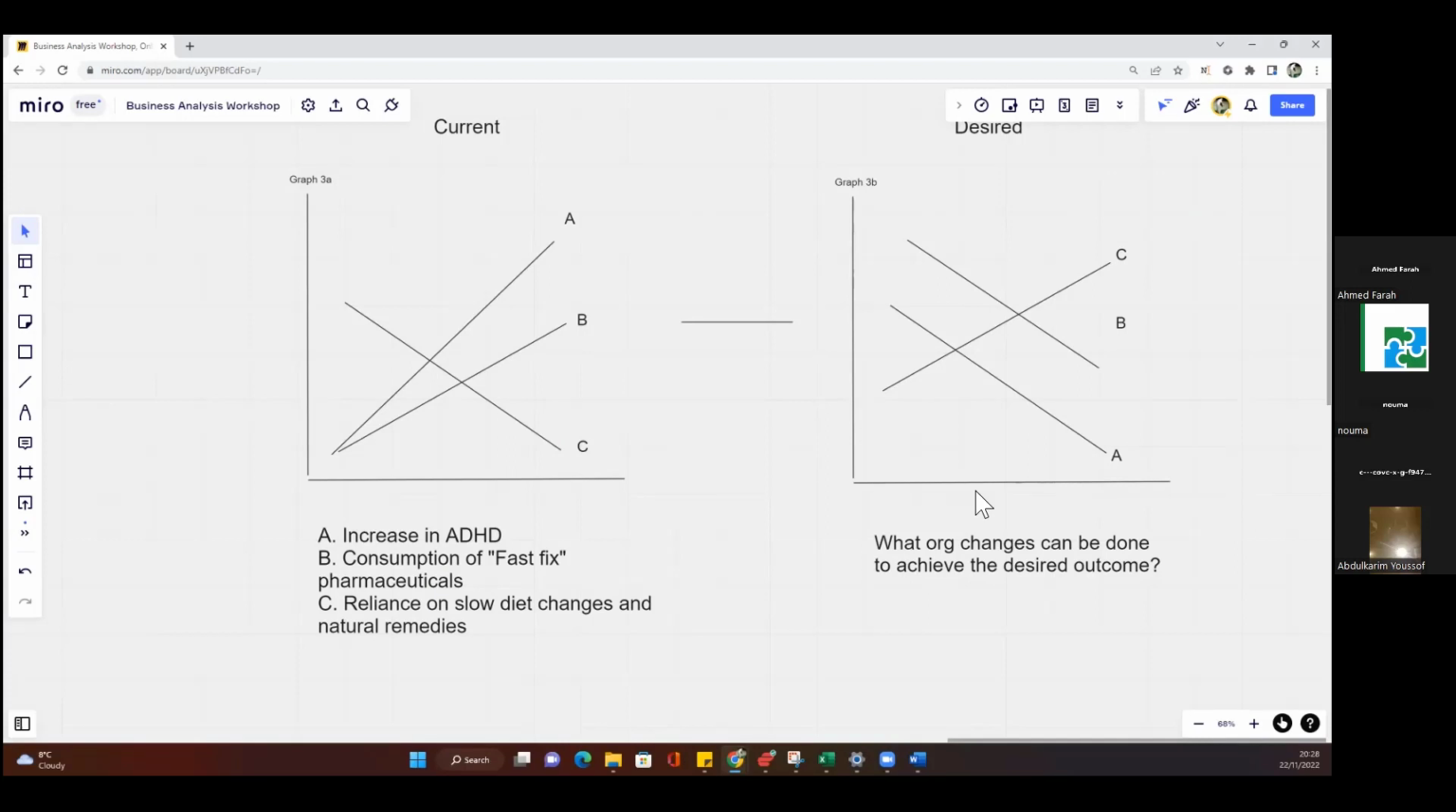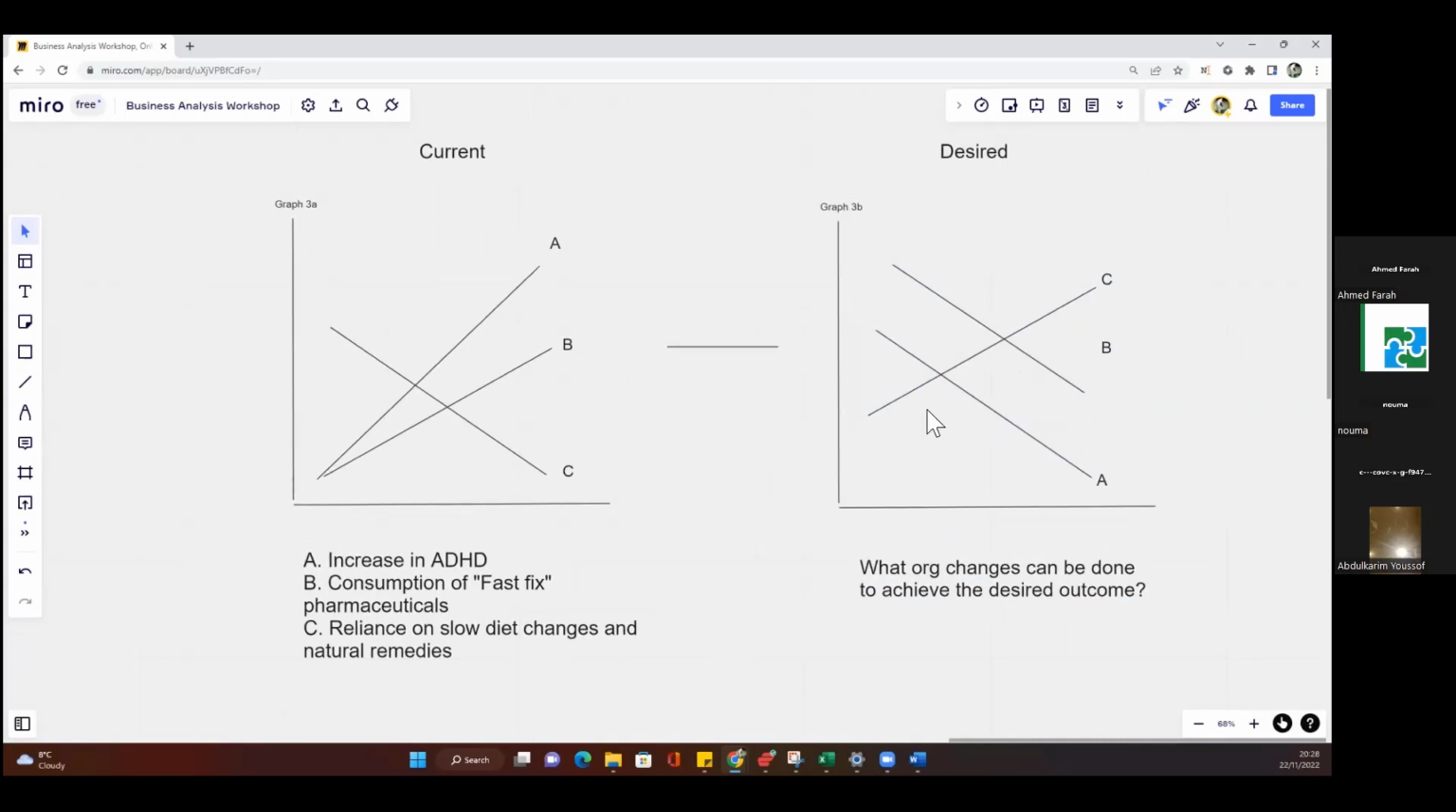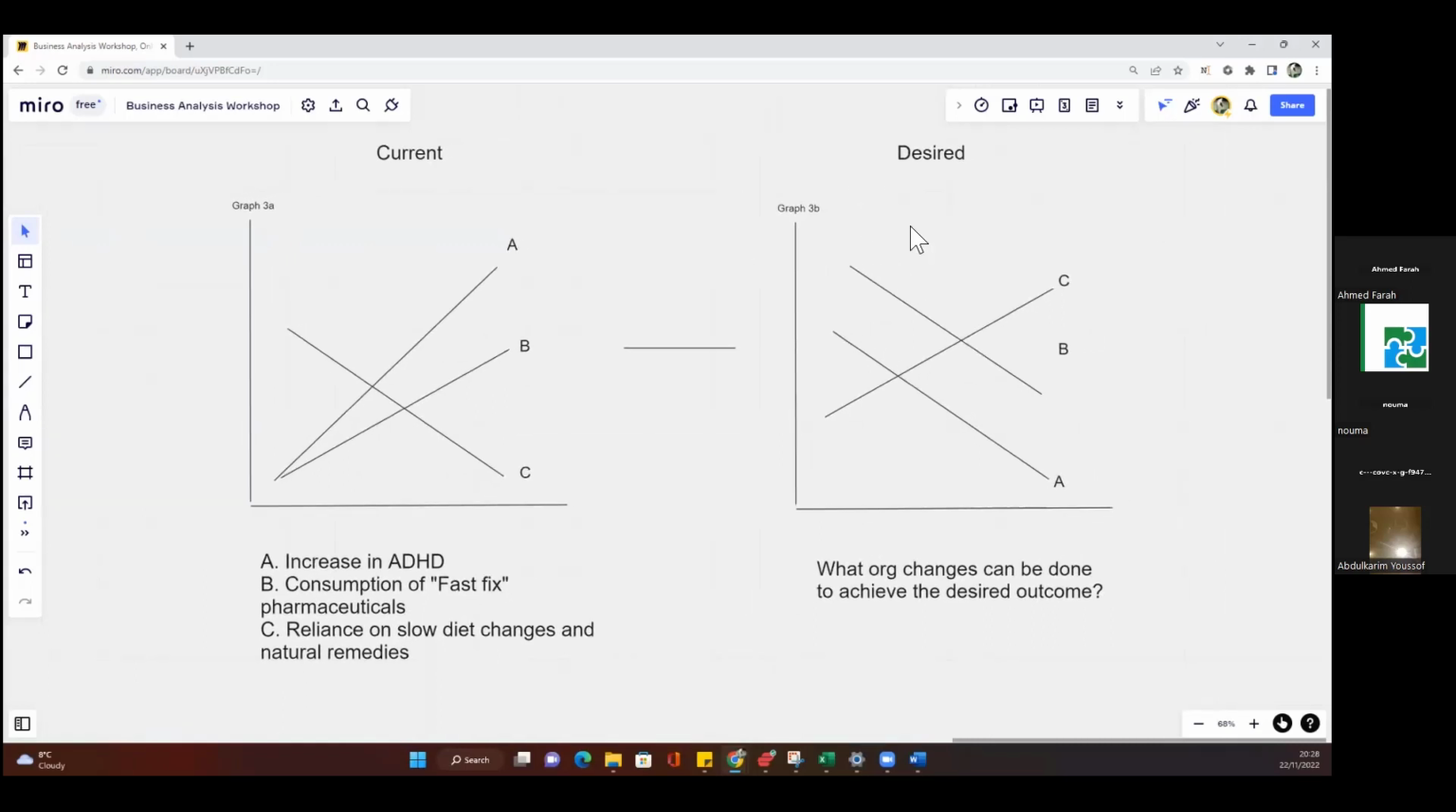So then you come up with a theoretical model of how you want the data to look. That's the use case, right? This is your use case of how you want the data to look. So what do we want? We want the number of ADHD cases to decline. We want the consumption of fast-fix pharmaceuticals to go down, and we want the reliance on slow diet changes and natural remedies to go up. That's one scenario. Obviously, there are other people who don't want that, but let's assume that's what we want to happen. So that's your use case.